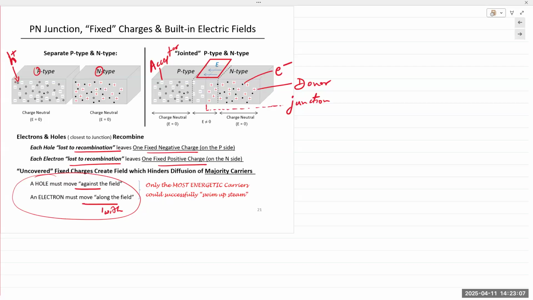So this junction that we see right here, or this region that we see, is known as the space charge region. Okay, space charge region.